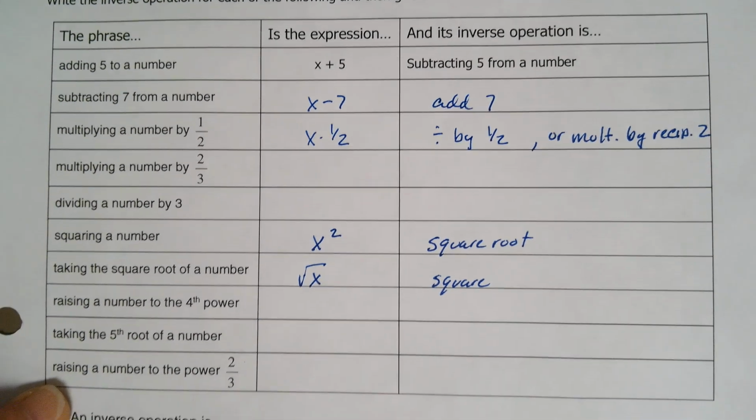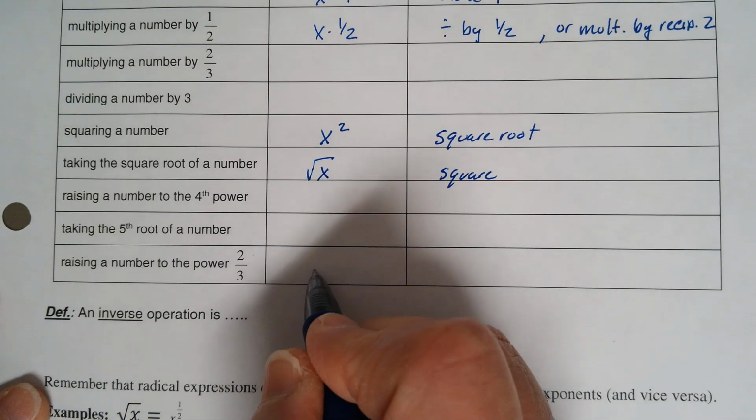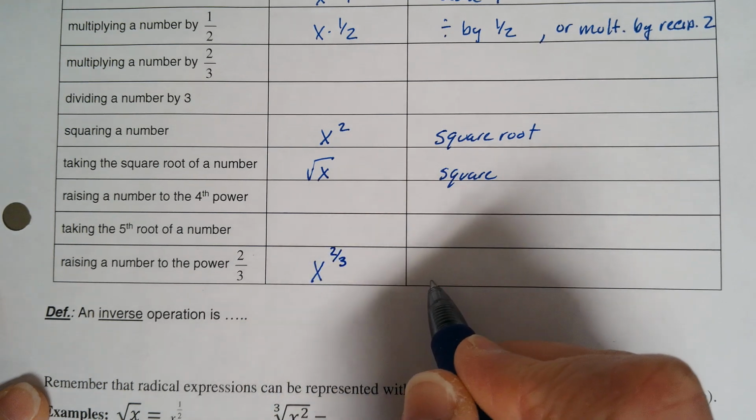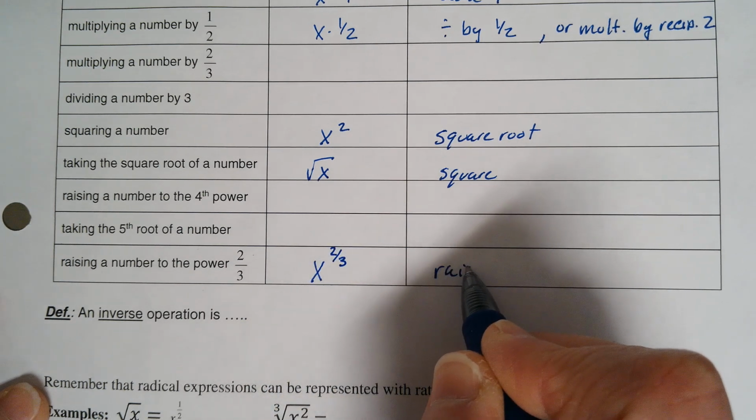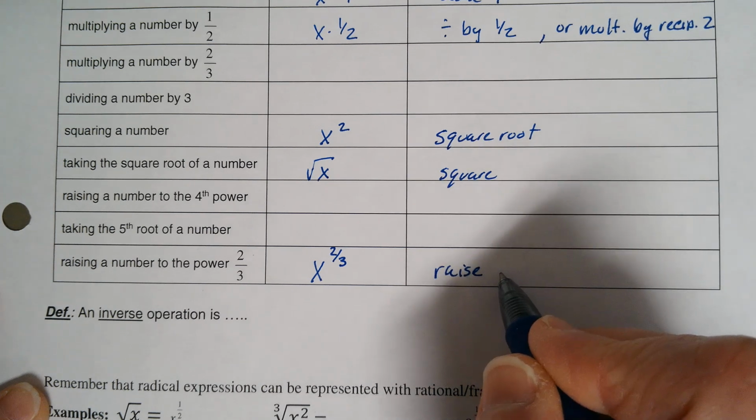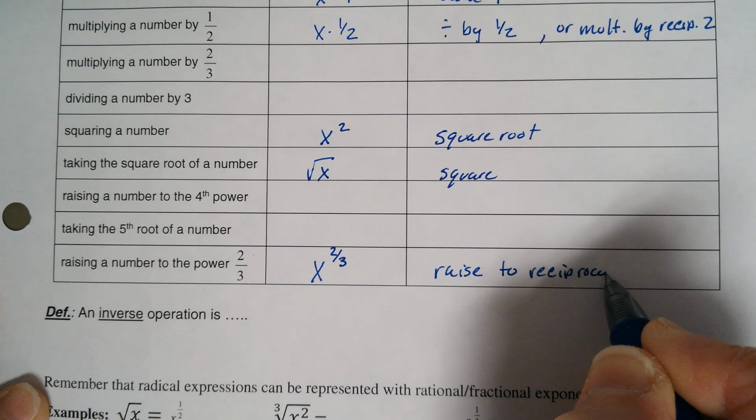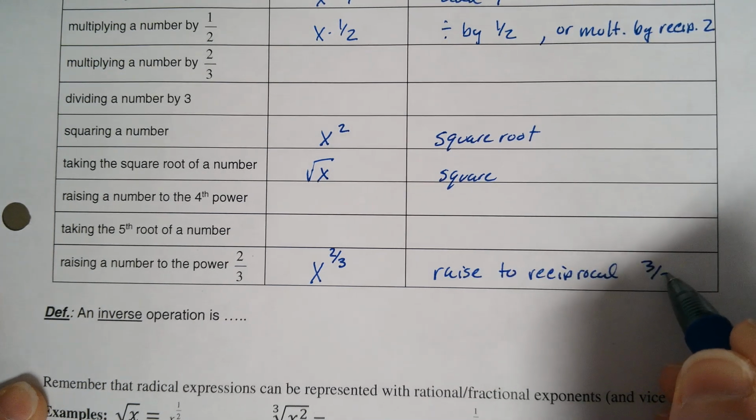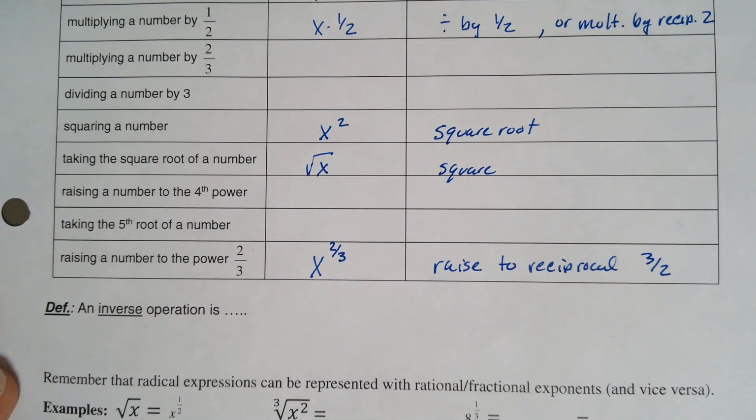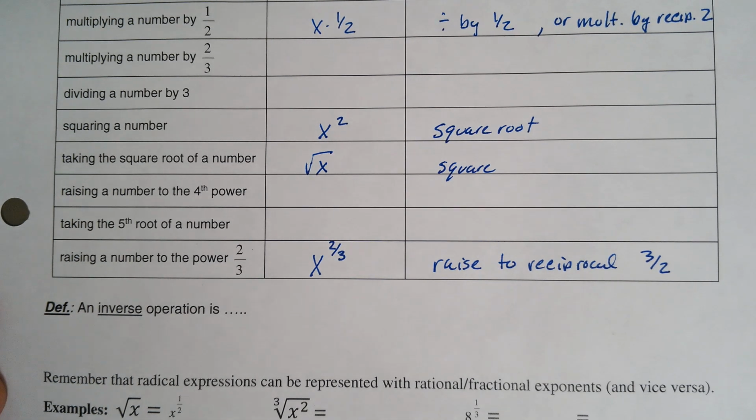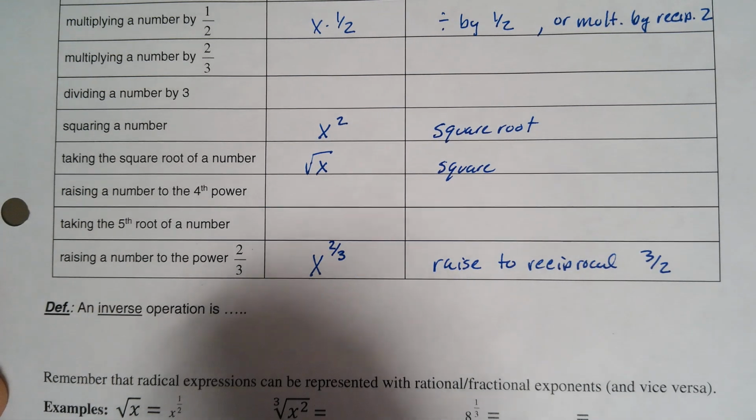What about raising a number to the power 2/3? We have a number x raised to the power of 2/3. We would raise to the reciprocal power would be the inverse. Which is 3/2. So an inverse operation is an opposite or undoing operation.